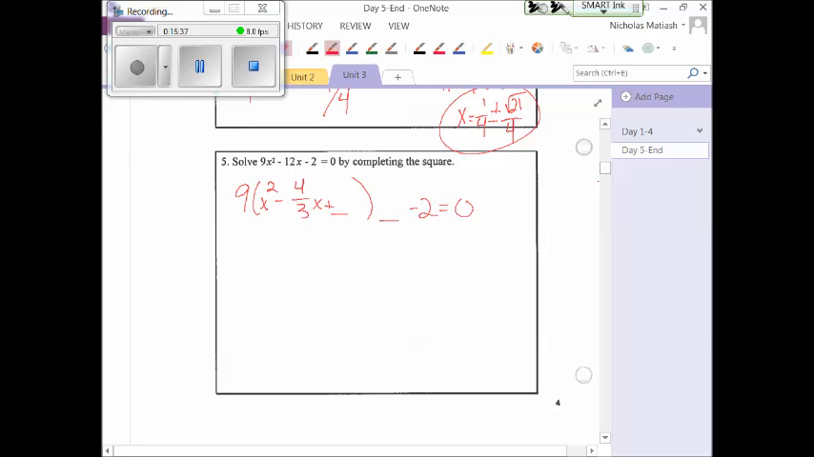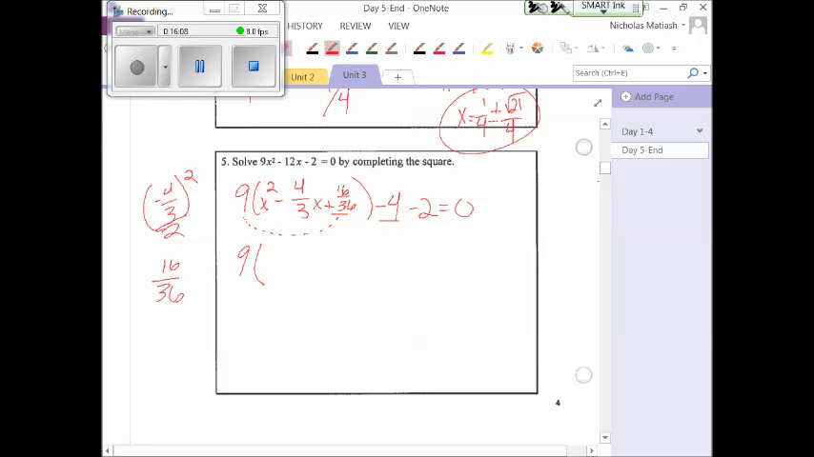This blank is going to get filled in with negative 4 over 3 divided by 2, squared. So that's going to be negative 4 over 6 squared, which is 16 over 36. So 16 over 36 here. Again, we need to balance. So 9 times 16 over 36, if you use your calculator, ends up being 4. So to balance that, you would put minus 4 out here.